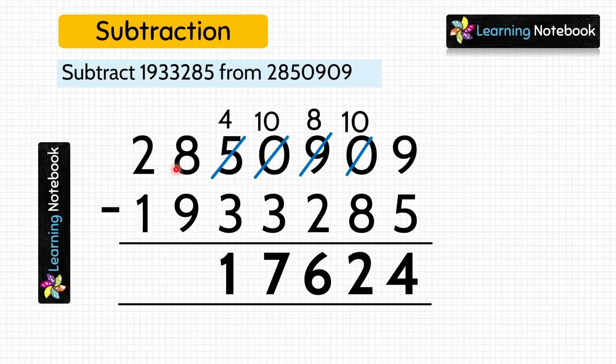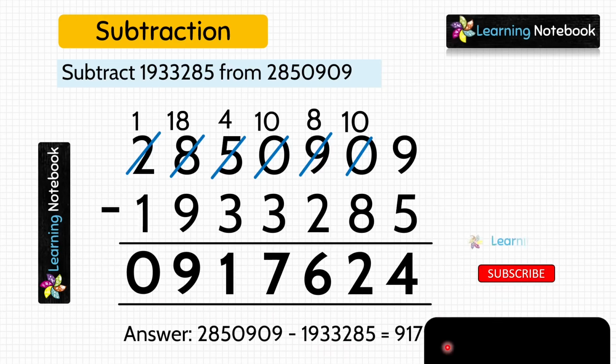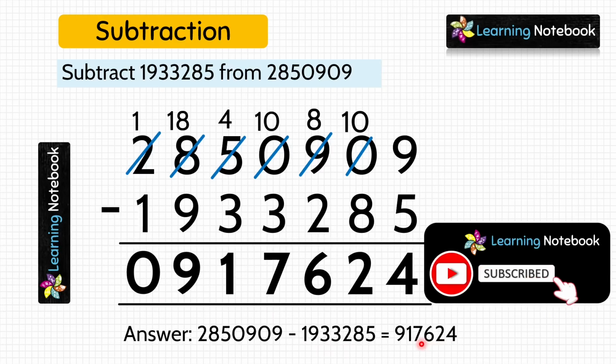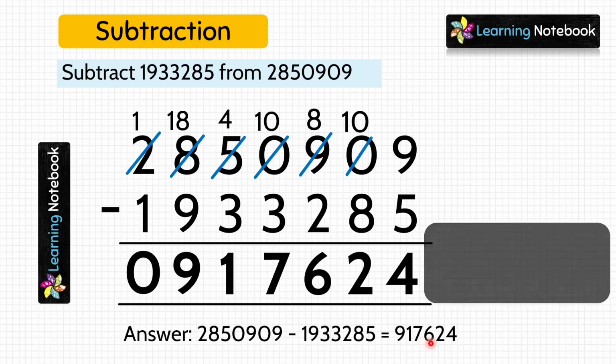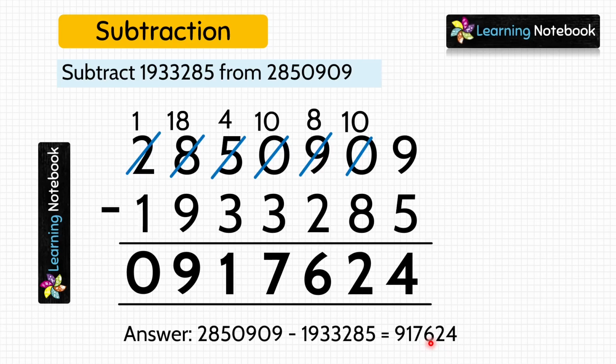Next, here 8 is weaker than 9. So 8 takes help of 2. So 2 becomes 1 and 8 becomes 18. 18 minus 9 equals 9 and then 1 minus 1 equals 0. So this is our answer. 917624. 9,17,624. So students, now I'm sure you have understood how to do subtraction of large numbers.